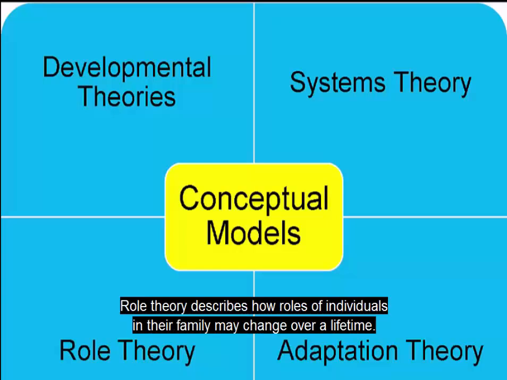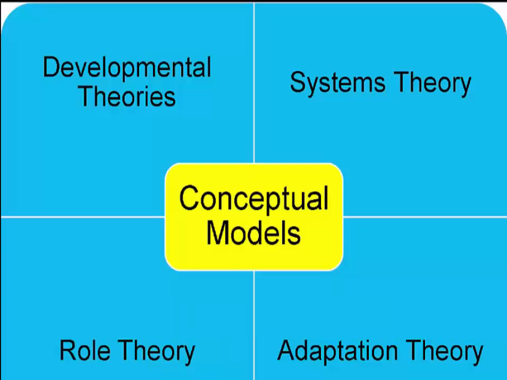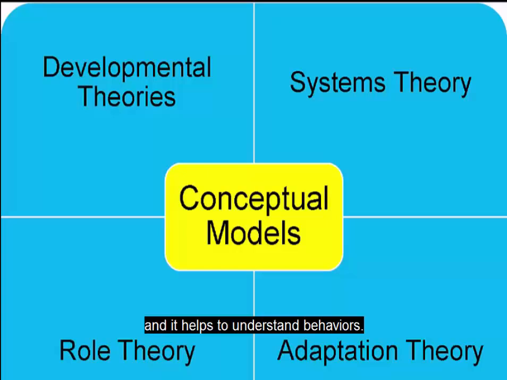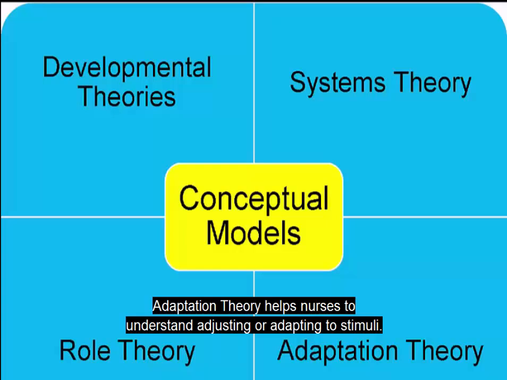Role theory describes how roles of individuals in their family may change over a lifetime. It helps nurses function therapeutically in interactions, and it helps to understand behaviors. Adaptation theory helps nurses to understand adjusting or adapting to stimuli.